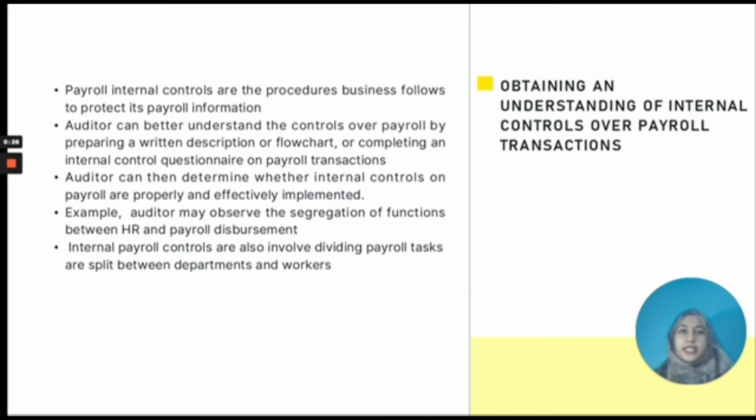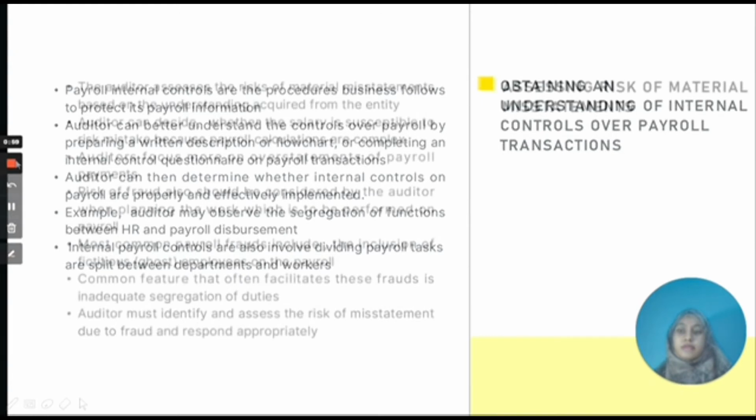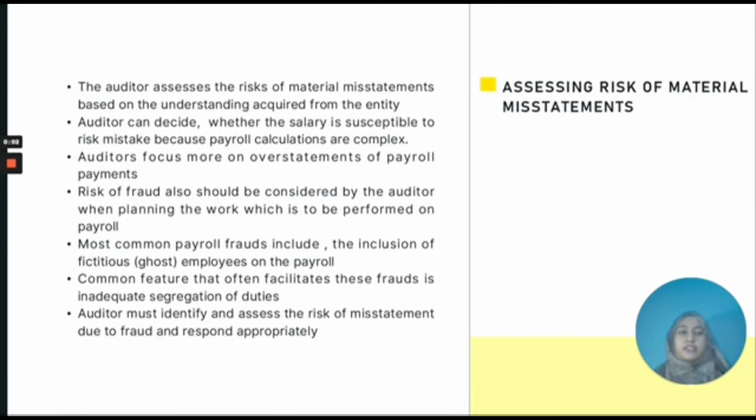Internal control questionnaire asks detailed questions about controls relevant to each control objective. The auditor can then determine whether internal controls on payroll are properly and effectively implemented. For example, the auditor may observe the segregation of functions between the HR and payroll divisions. Internal payroll control also involves dividing payroll tasks between departments and workers. Dividing tasks means that more people have an eye on the payroll process, which makes someone less capable of fraud.